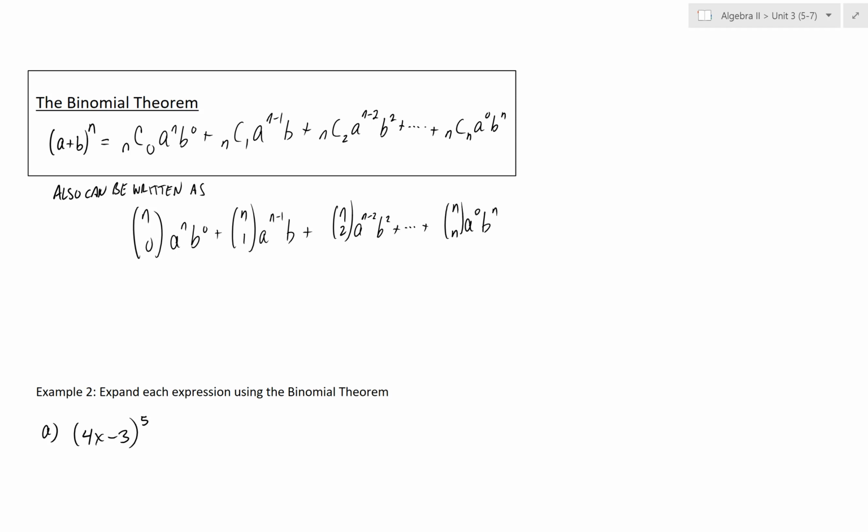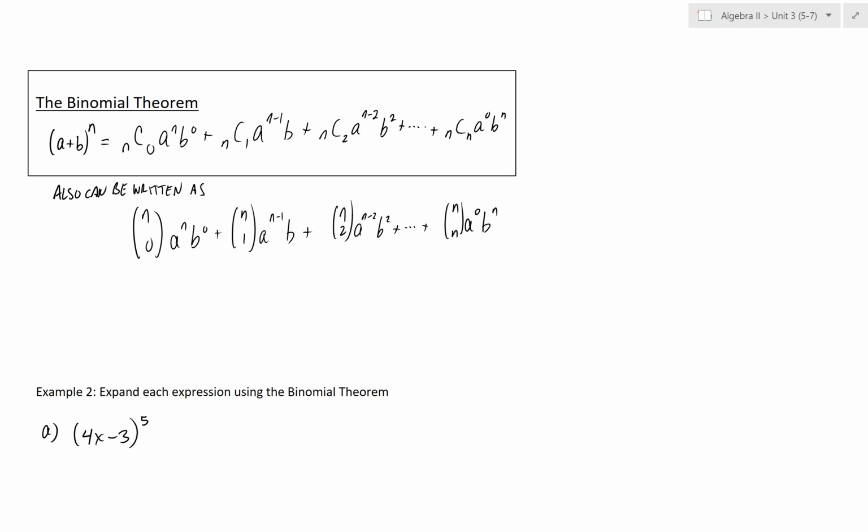Okay, so this is a continuation of the lesson yesterday. Yesterday we learned to expand binomials using Pascal's triangle. Pascal's triangle works great, but if you have to raise a binomial to a larger power, like to the 12th power or 15th power or 20th power, you wouldn't want to have to expand Pascal's triangle out every time you want to raise something to the 15th power or 20th power.